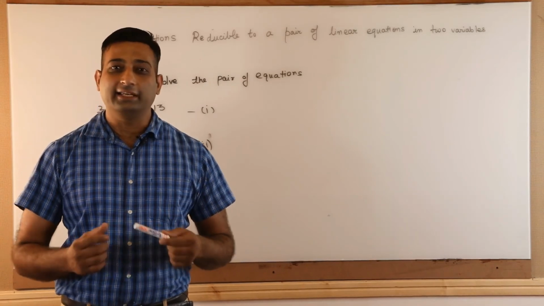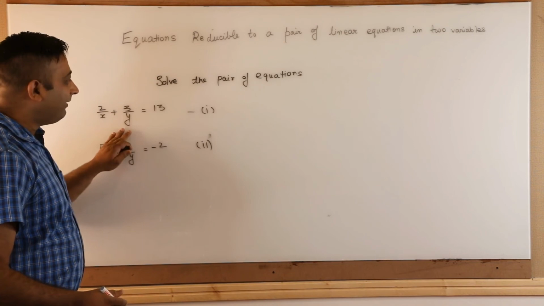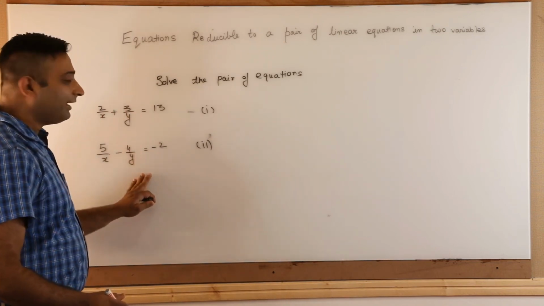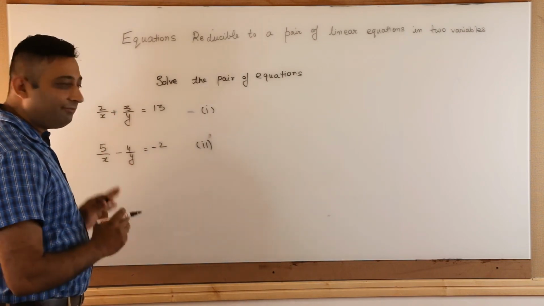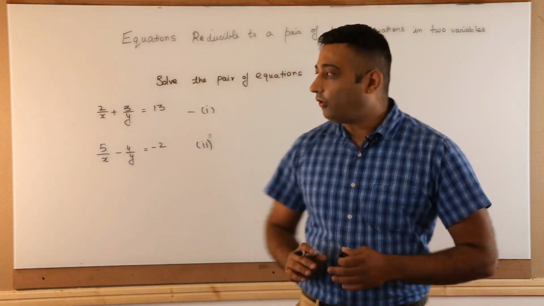Dear students, let us discuss one problem. 2 by x plus 3 by y equals 13 and 5 by x minus 4 by y equals minus 2. These are two equations and we have to solve them after reduction into the standard form.